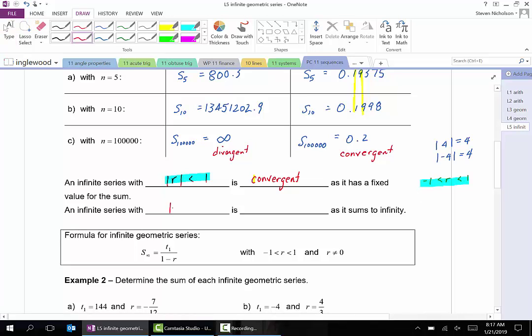When the absolute value of R is greater than 1, you get a divergent series, and it goes to infinity. It always will. So when R is greater than 1, or R is less than -1, we're going to get a divergent series. As long as R is not in between -1 and +1, when we add this series all up, it's going to go to infinity.